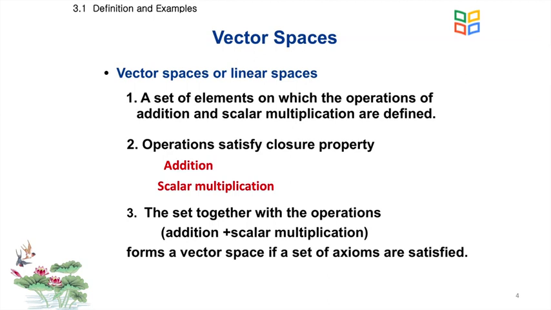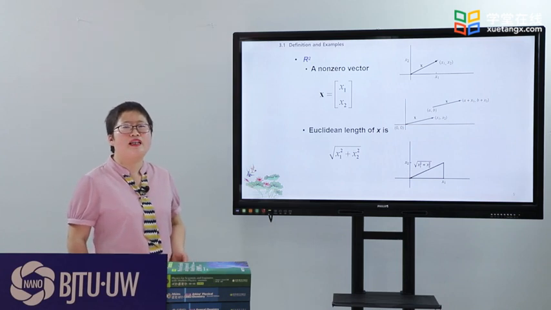So we say vector spaces or we say linear spaces. It should satisfy 3 conditions. First one, a set of elements on which the operations of addition and scalar multiplication are defined. Second, operations satisfy closure property, including the addition and the scalar multiplication. And thirdly, the set together with the operations, addition and scalar multiplication, forms a vector space if and only if a set of axioms are satisfied. We first see some examples in R2.